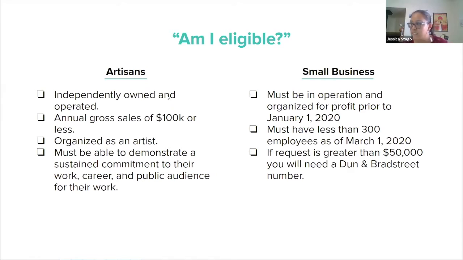For the small business, you have to be in operation at least by January 1st of this year, and have less than 300 employees as of March 1st. If you are requesting more than $50,000, you will need a Dun & Bradstreet number. We can put the website where you can get a Dun & Bradstreet number for free in the chat as well, and we can go over what that is when we're going over the application.